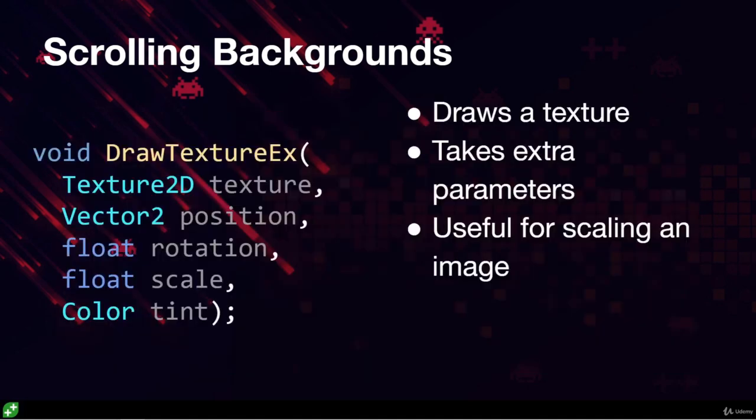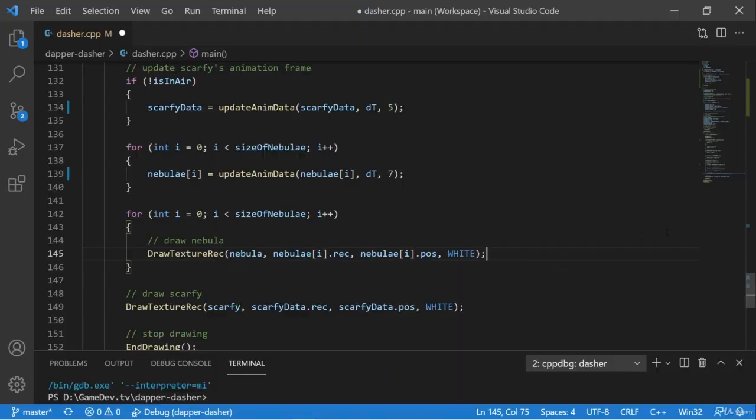Now, Raylib has a function called DrawTextureEx, and the Ex stands for extra parameters. DrawTextureEx takes a Texture2D just like DrawTextureRec, only DrawTextureEx also takes a Vector2 for the position, as well as a float for a rotation and another float for the scale. So we can rotate the image and scale it up or down. And of course it takes a color in case we want to tint it. So let's set up our project so we can draw a background image.